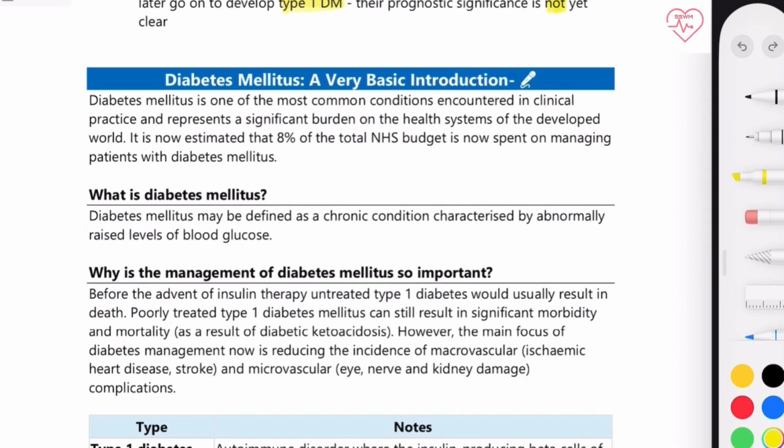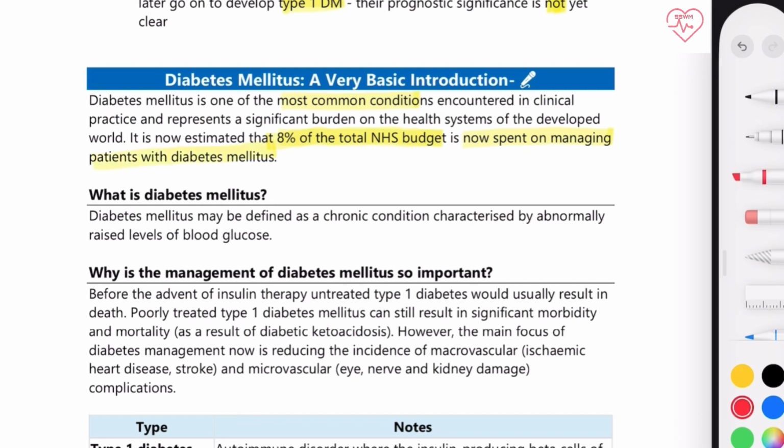Now what is the thing we have to discuss? What is diabetes mellitus? A very basic introduction related to that. This is the most common condition now encountered in clinical practice. And this is becoming a significant burden on our health system in the developing world, because most people are having diabetes mellitus nowadays, and it is now estimated that 8% of the total NHS budget is spent on managing patients with diabetes mellitus.